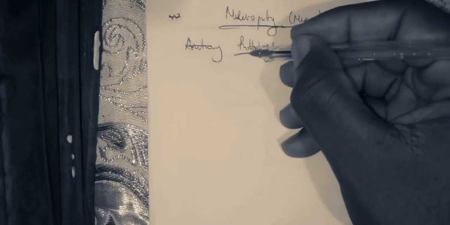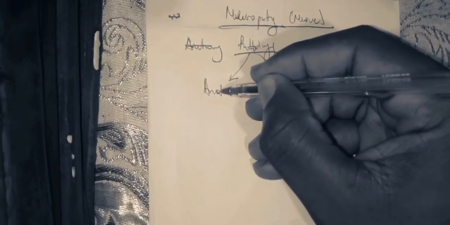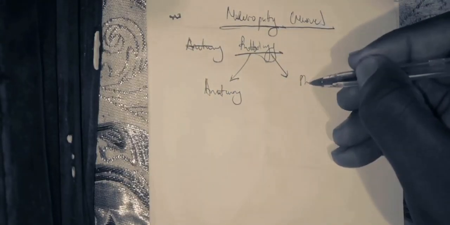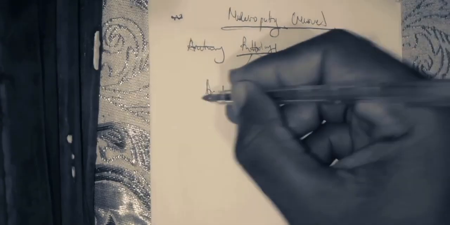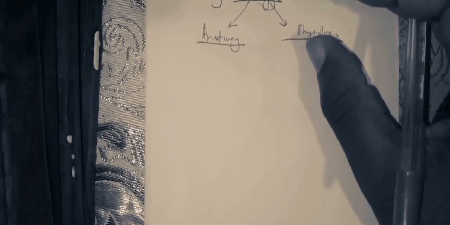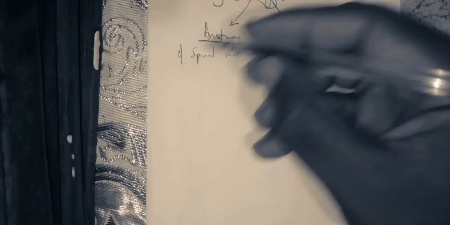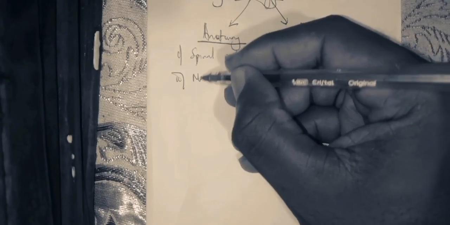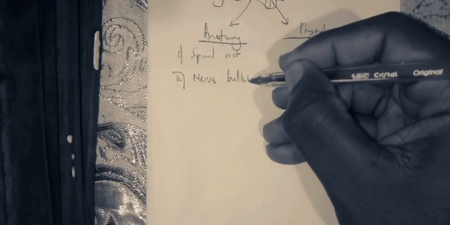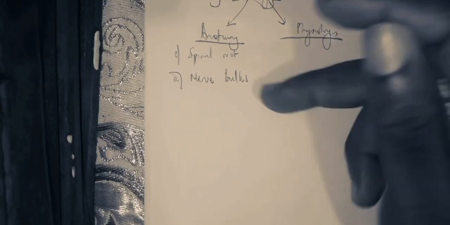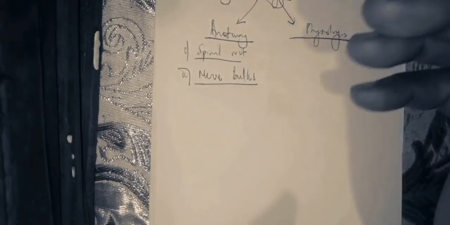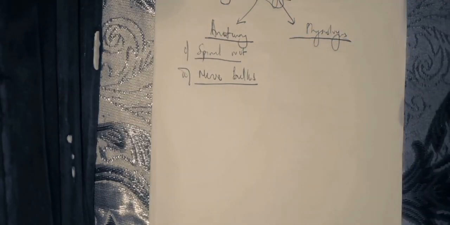Pathology of the nerve is going to be divided into anatomic pathologies and physiologic pathologies. Is it clear? Now, anatomically, pathology is going to be divided into, one, the spinal root pathologies, and we have the nerve bulk pathologies. Is it clear? Anatomically, the spinal root pathology is any problem which is close to the vertebral column, while the nerve bulk pathology is any problem that is further away from the vertebral column.